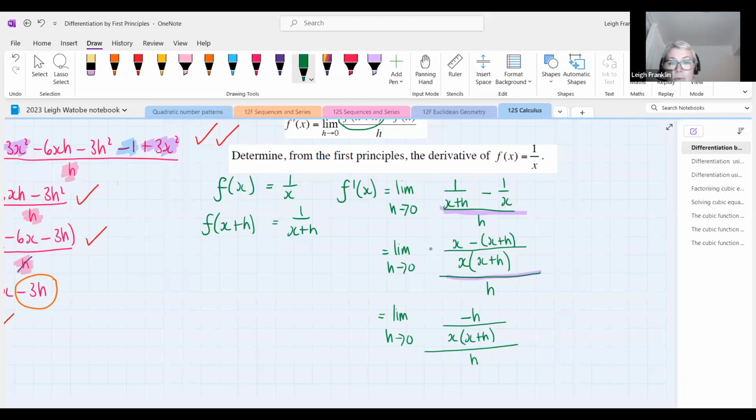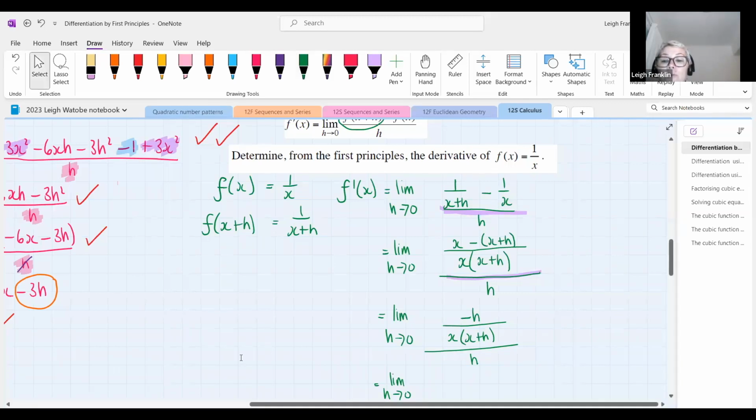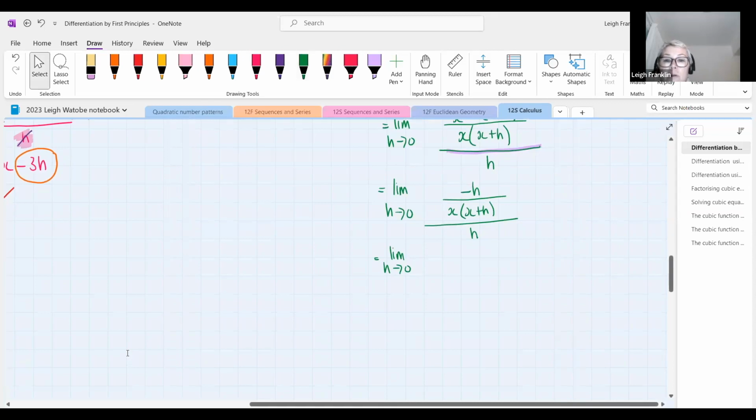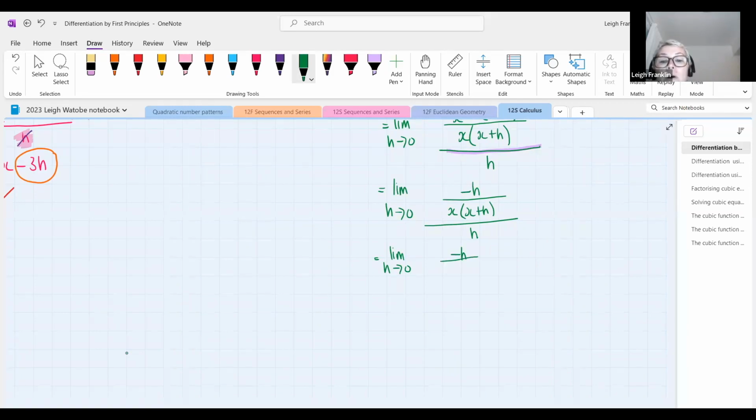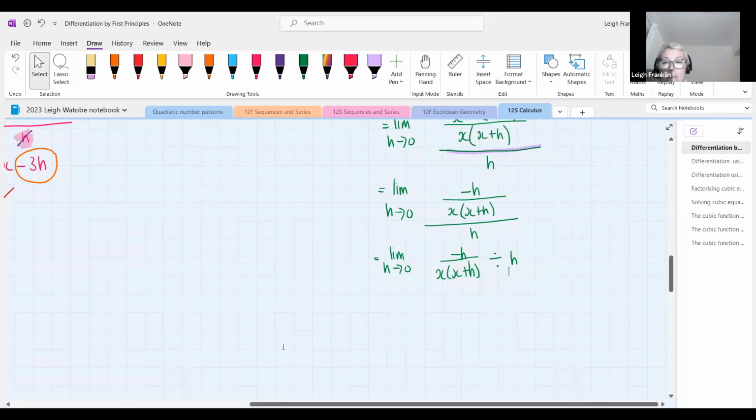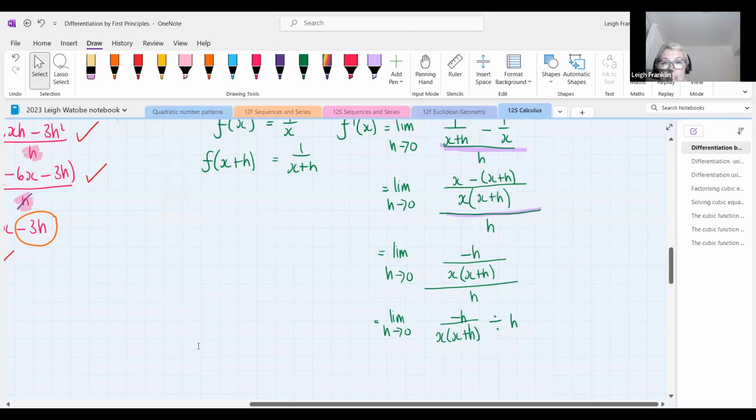Okay, next step. So we've got to keep our limit notation. And now what I'm going to do is write this out in another format for you guys. So we've got minus h over x times x plus h. And then what I'm going to do here is that means divided by h. When we divide fractions, what's the rule? What's the rule when we divide fractions?